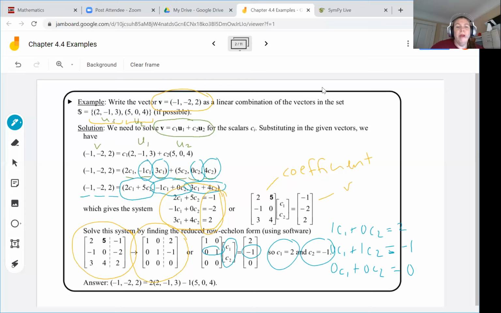So we can write our vector V here as 2 times U1 minus 1 times U2, which is just written right here for us. So it is possible to write V as a linear combination of these vectors U1 and U2 that were given to us in the set S.